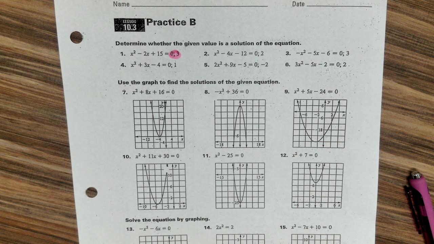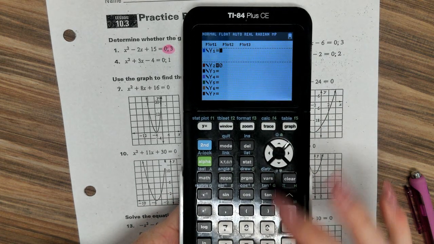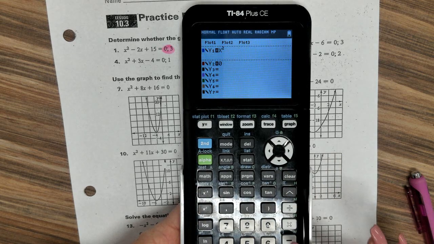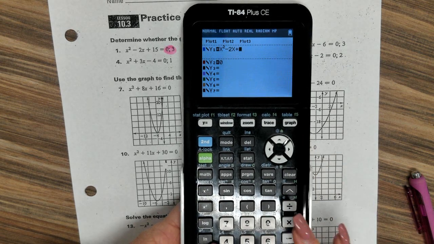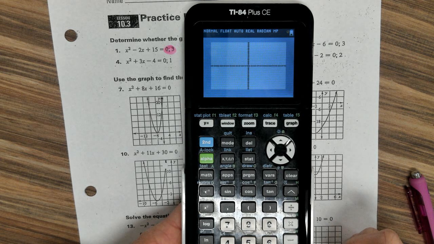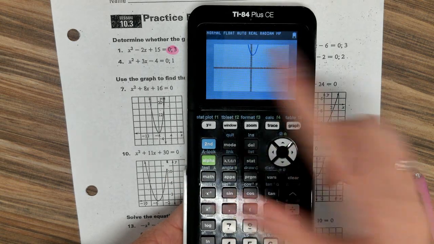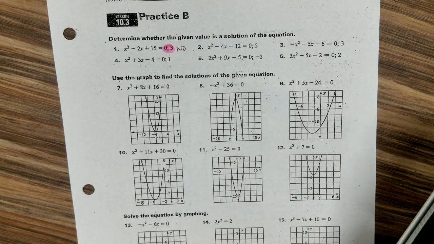Where could I check this at? In my calculator. So I could just go to y equals. I could type in x squared minus 2x plus 15. If I go to graph, I'm just looking, is it crossing through the 0 and the 3? Look at it. No, there's no solution to this one at all. So my answer to number 1 is no. So that's how you're going to do those.